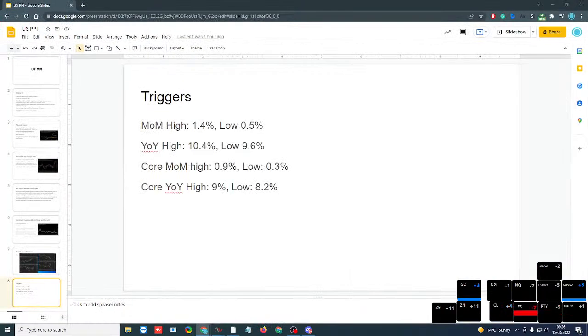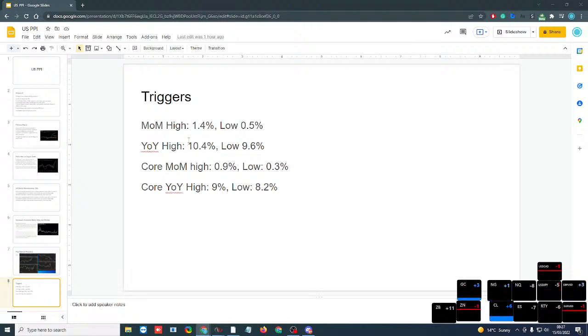So going back to the triggers then, the triggers that we have for the month-to-month: highest estimate of 1.4%, so about 0.5 deviation, with a low of 0.5%. So that's, as I said, a key figure that we're looking for. The year-on-year highest estimate is 10.4% with a low estimate of 9.6%.